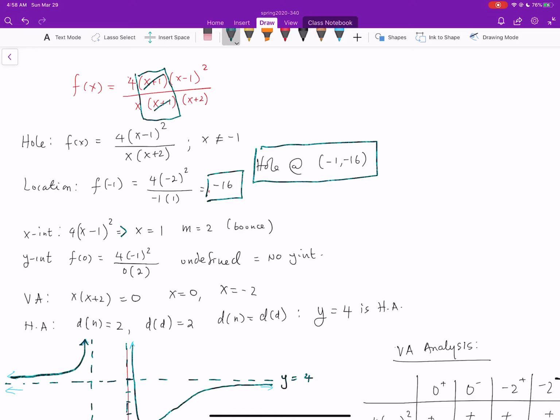x equal to 1. Find the y-intercept: plug in 0 into that function. We end up seeing that it's undefined. So there is no y-intercept in this problem that we're going to solve.